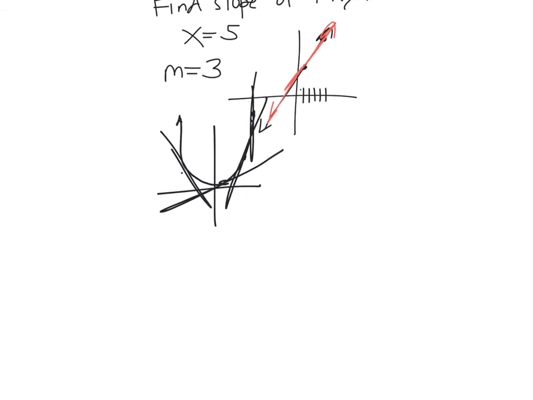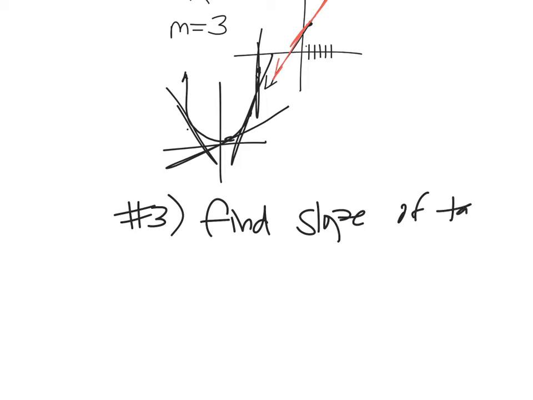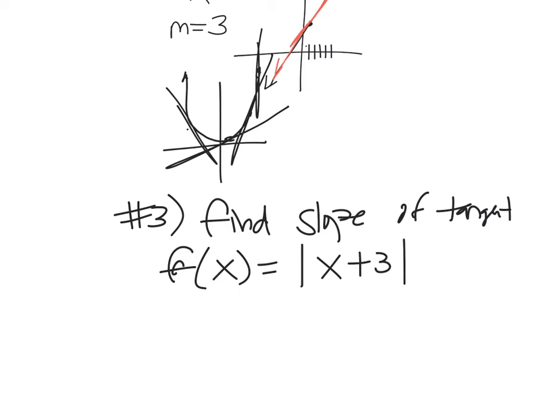Okay, so knowing that, we're going to do number 3. Here we go. Now, find the slope of the tangent, or of the curve, or whatever you want to call it, of f of x equals the absolute value of x plus 3 at x equals 4.